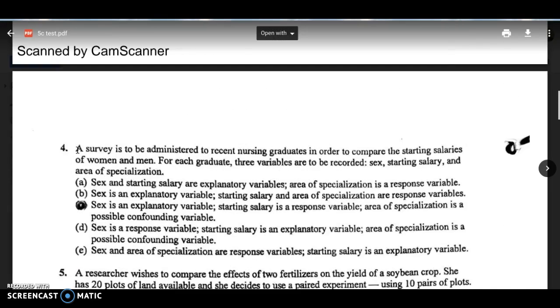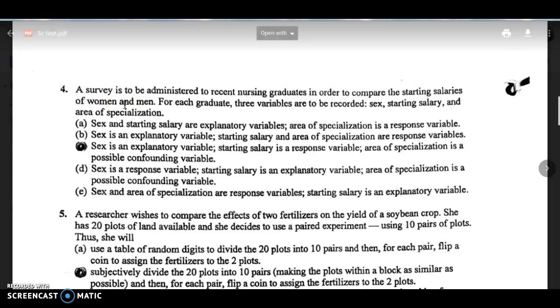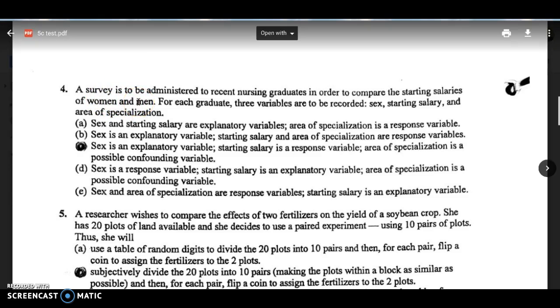Okay, next question. Question 4 said, a survey is to be administered to recent nursing graduates in order to compare the starting salaries of women and men. For each graduate, 3 variables are to be recorded: sex, starting salary, and area of specialization. So we're looking at explanatory and response variables here. And since we want to compare the starting salaries of women and men, the explanatory variable would be the gender, the sex of the person, and the response variable would be their starting salary.